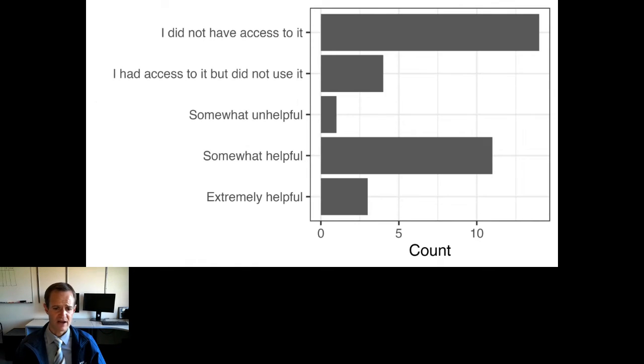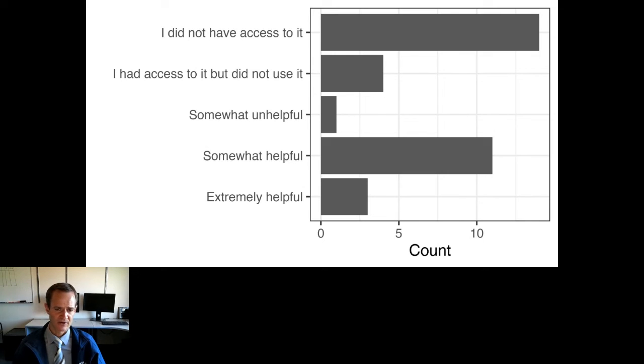In the survey that we gave out, we asked them how helpful they found the virtual assistant to be. So this is just showing the second unit. As I mentioned, I had a problem with data collection on the survey, but I did have a full set of responses for the second unit. Many of them didn't have access to it. Some of them did have access to it, but didn't use it. But of the people who did, there was only, I think, just one student who said it was somewhat unhelpful. Everybody else said it was somewhat helpful or extremely helpful.